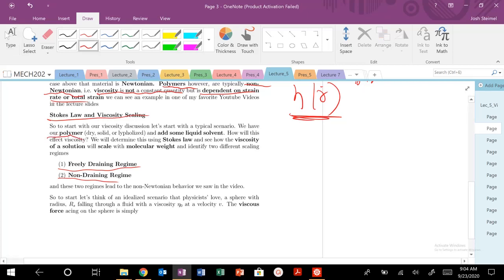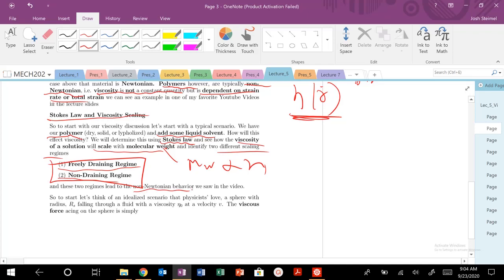We have a polymer, we add some liquid solvent, and we want to see how this is going to affect viscosity, or we want to measure viscosity. So we are going to determine this using Stokes' law, and the viscosity of our solution will change with the molecular weight. We know that molecular weight also scales with N. So we're going to see two different scaling behaviors in terms of how the viscosity changes as a function of N or the molecular weight: the freely draining regime and the non-draining regime. So that's going to lead to the non-Newtonian behavior that we've talked about previously.